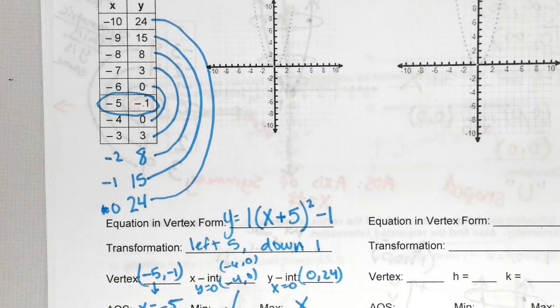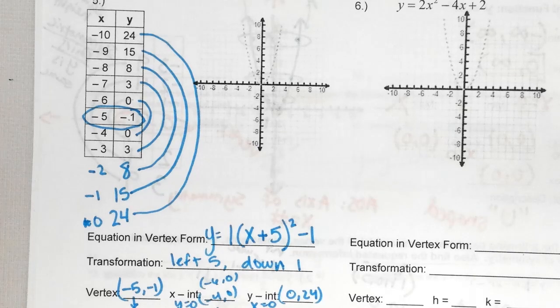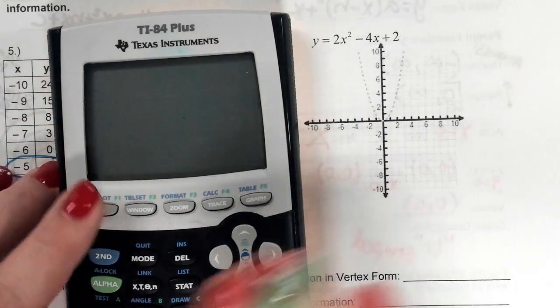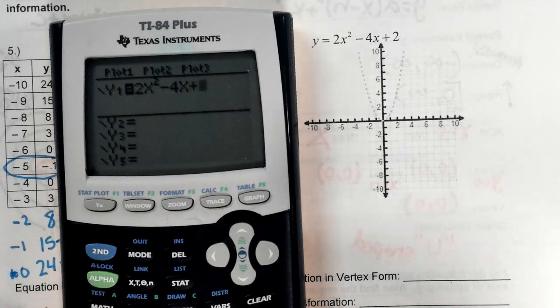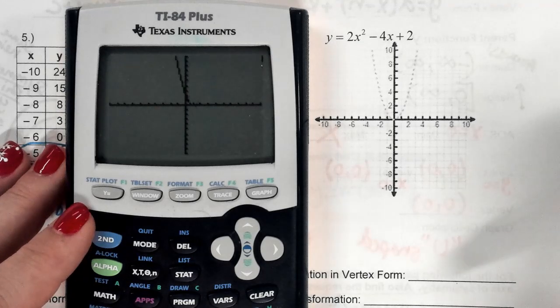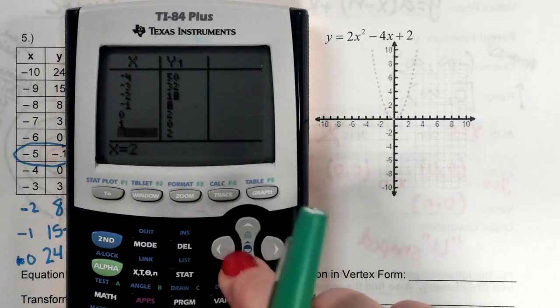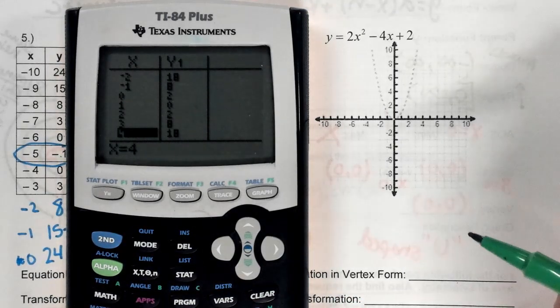Okay, on the last one, the only thing we're going to talk about is the equation in vertex form and transformations. Because is my equation given to me in vertex form? No, it's in standard form. So we're going to type that in our calculator. 2x squared minus 4x plus 2. And I'm going to hit graph. What do you notice? Well, let's look at our table. Let's find our rainbow. What is my vertex?